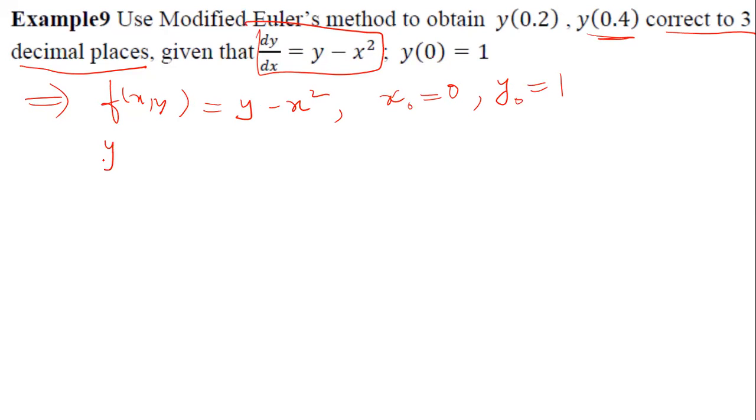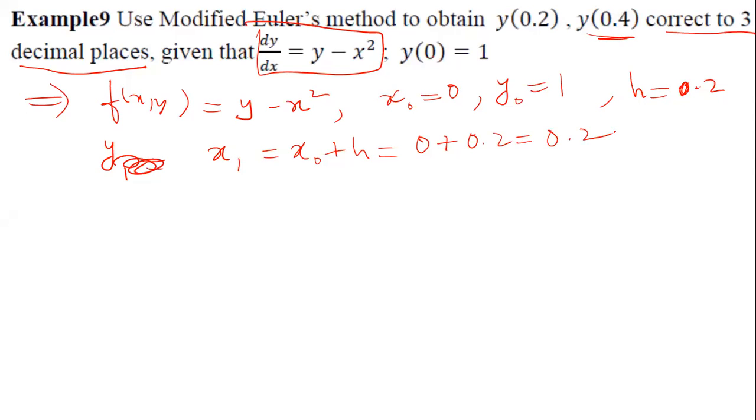And from our Euler formula, we can calculate our y1. So let's say our x1, if I choose the step size as 0.2, then x1 will be x naught plus h. X naught is 0 plus 0.2, so x1 will be 0.2.